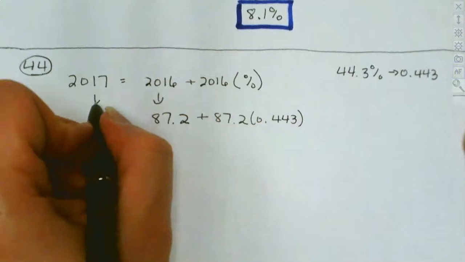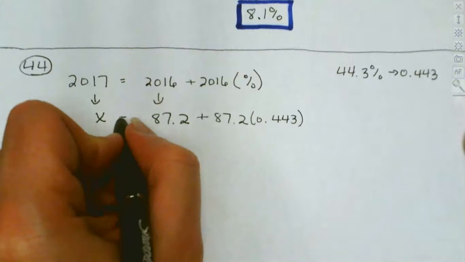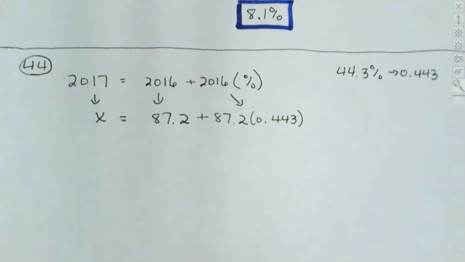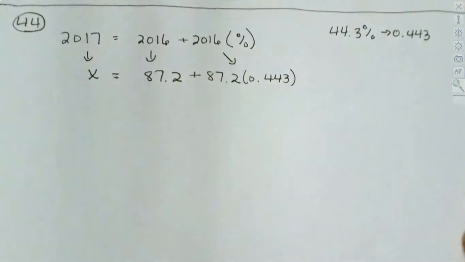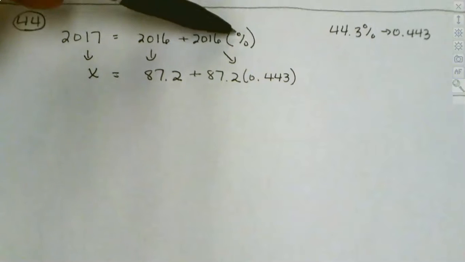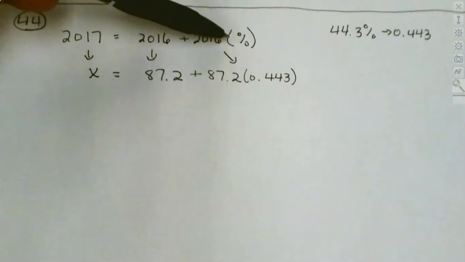And we don't know our 2017 value, so we're going to call that X. Is everyone okay with how I built my equation there? Increase means addition. If it was a discount, what would that mean? Discount would be subtraction, right? So this one's addition. We're making more money. So 2017 is going to be 2016 plus 2016 times that percentage increase.